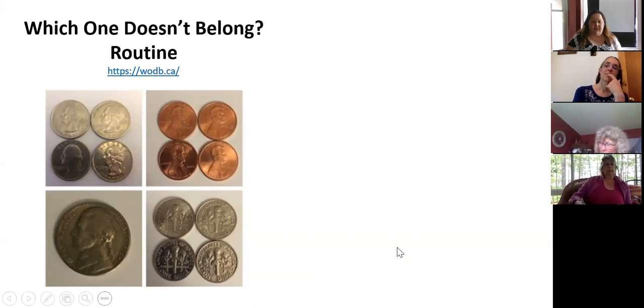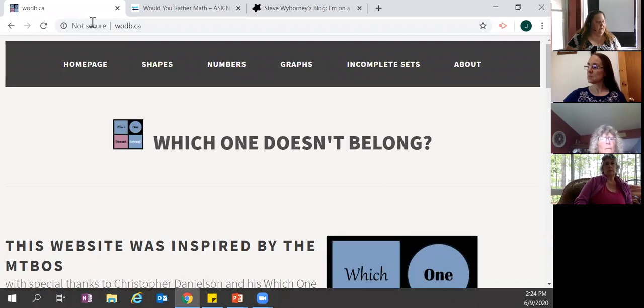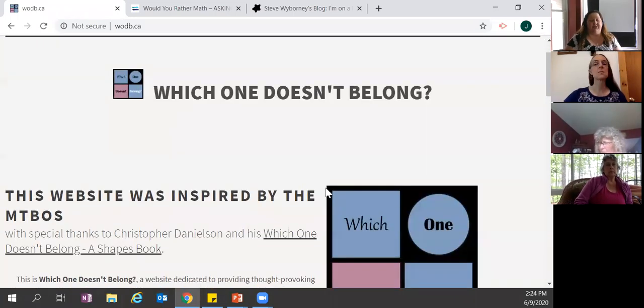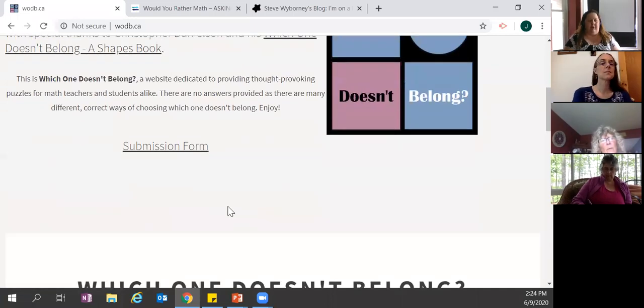I do want to take you to the Which One Doesn't Belong website, because I want you to see there are so many different puzzles. And as students get really good at these, they may choose to make their own, and they can actually submit their own Which One Doesn't Belong puzzle. So it'd be a great way to have them, once they know this routine and understand how this routine works, they could create their own. You could use them in your own classroom, and then they can submit their own right here on this website.